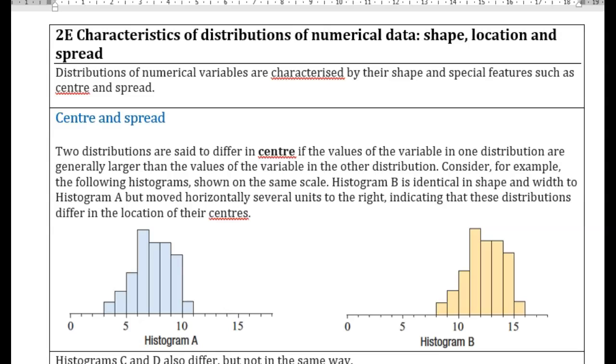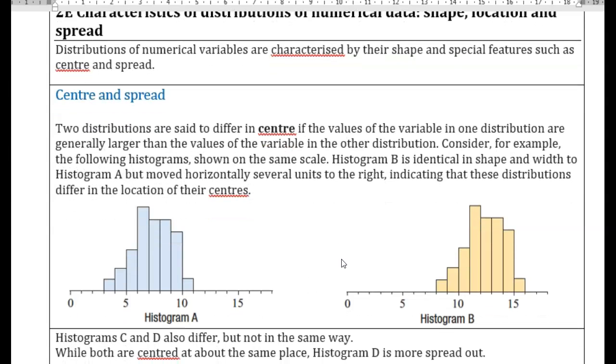Okay, so first of all, center and spread. Two distributions are said to differ in center if the values of the variable in one distribution are generally larger than the values of the variable in the other distribution. So consider, for example, the following histograms shown on the same scale. Here's our scale from 0 to 15 and 0 to 15. Histogram B is identical in shape and width to histogram A, but has moved horizontally several units to the right, indicating that these distributions differ in the location of their centers.